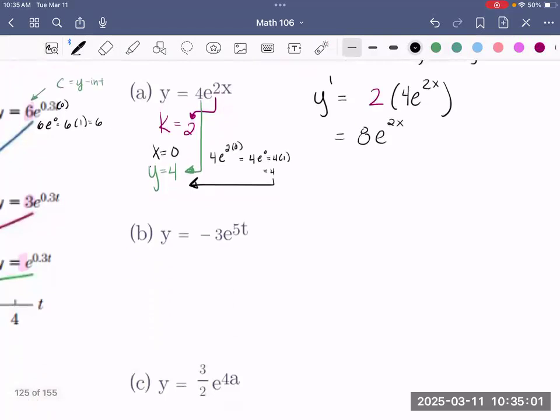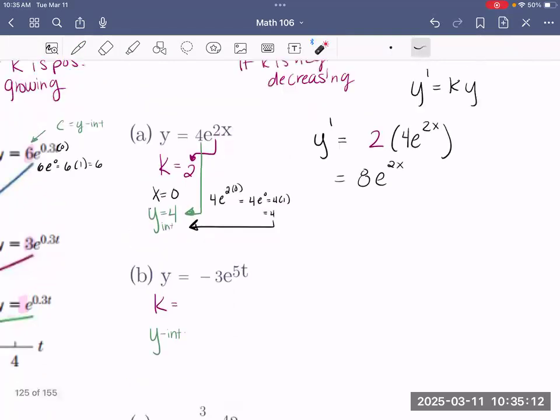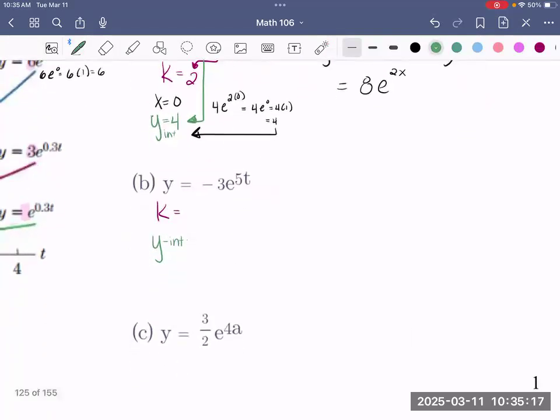Let's have you try it again with this k and with this y-intercept. And I'll label it as y-intercept, that way we're not confusing it with the full-on concept of y itself. So in our case, we have k to be 5. You have your y-intercept to be -3. And if we were to come up with the derivative, well, we have 5 times the -3e to the 5t.